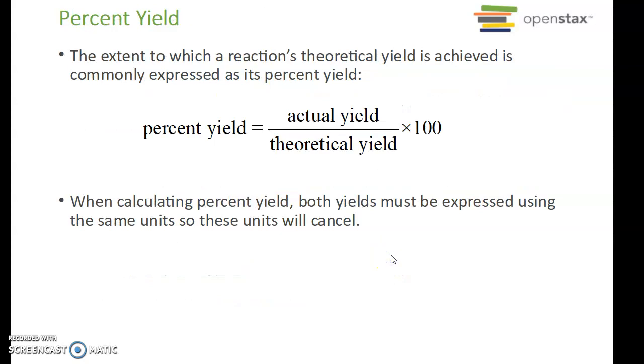So the percent yield is the extent to which a reaction's theoretical yield is achieved. It's the actual divided by theoretical times 100. When calculating percent yield, both yields must be expressed using the same units, okay? Number of moles, grams, something like that. So these units will cancel out.